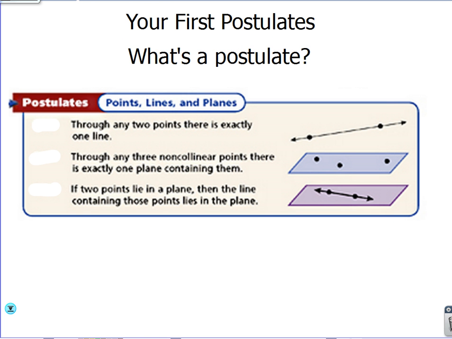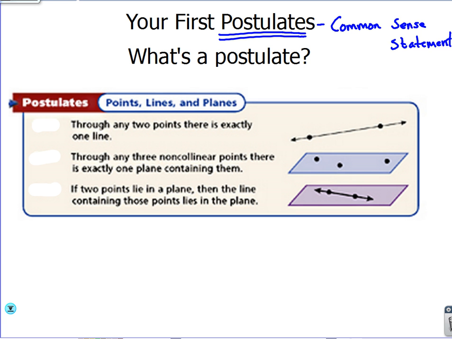Your first postulates. What is a postulate? Here's another definition. I'm going to define it in my own way. A postulate is pretty much a common sense statement. How do we know it's true? Guys, it just is. That's a postulate. A postulate is something we know is true just because we know it's true. It just makes sense. So that's what a postulate is. And here are your first 3 postulates.